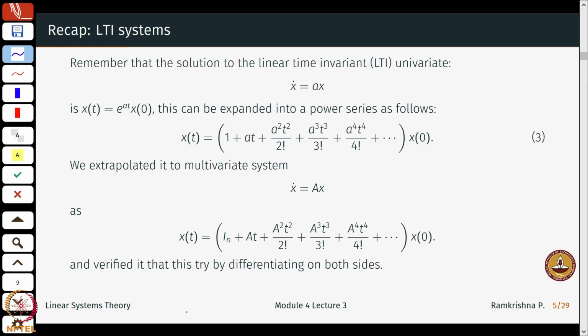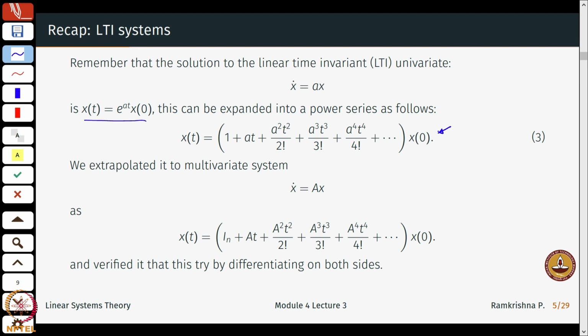Okay. So, how did we extend this to the n-dimensional case in the LTI case? We had x(t) = e^{At} x_0 as the solution, and we derived this also as a power series. If you remember that derivation, we could loosely extrapolate this to the multivariate case.